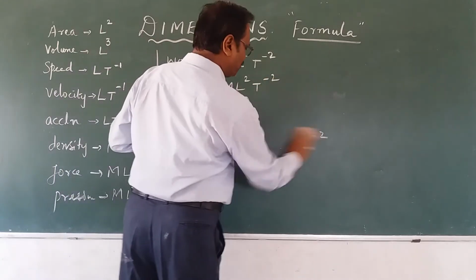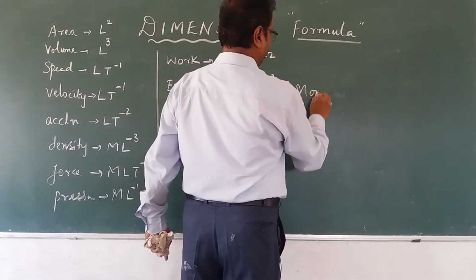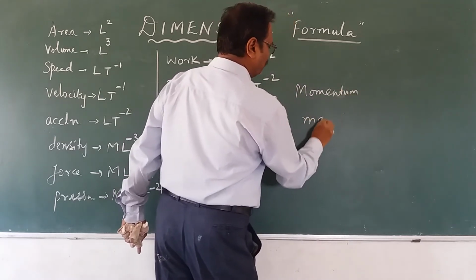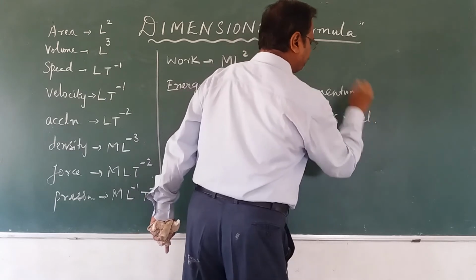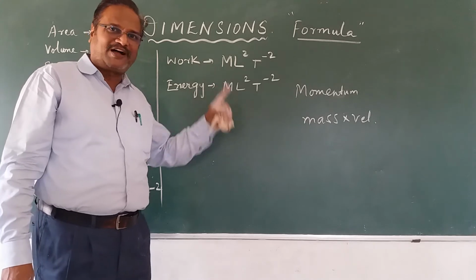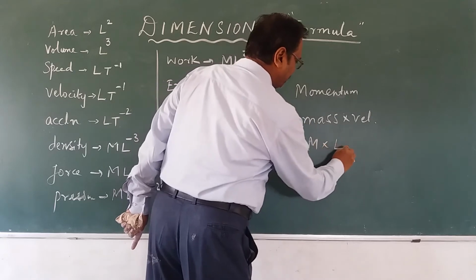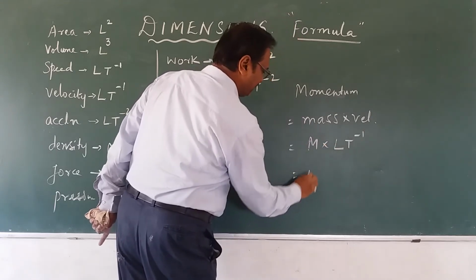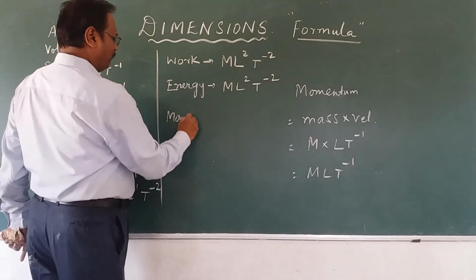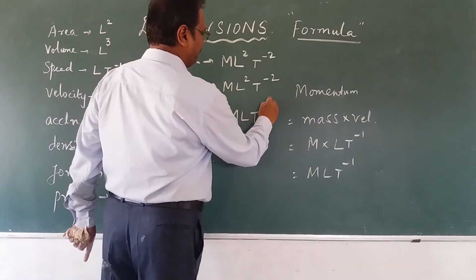Since we learned this much, I would like to bring one more small quantity, that is momentum. What is momentum? Momentum is mass into velocity, and force is mass into acceleration. So momentum is mass into velocity, L t power minus 1, that is M L t power minus 1. So I will write here momentum is M L t power minus 1.